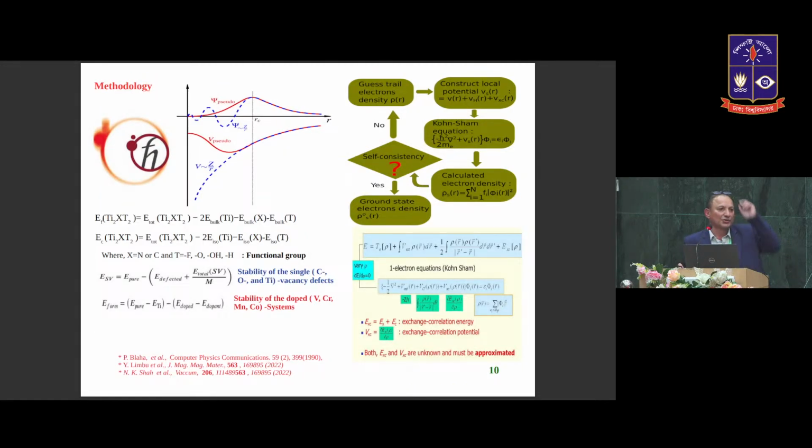Basically, for this we use the pseudo-potential approach, density functional theory. For that we use Quantum ESPRESSO. In Quantum ESPRESSO, it generally works within the plane-wave approach. It is very good beyond the RC. It is a very good approximation.